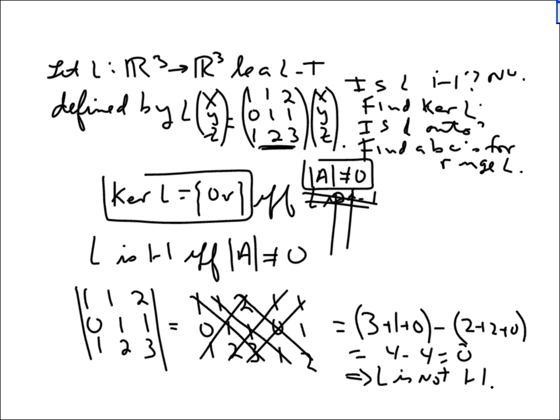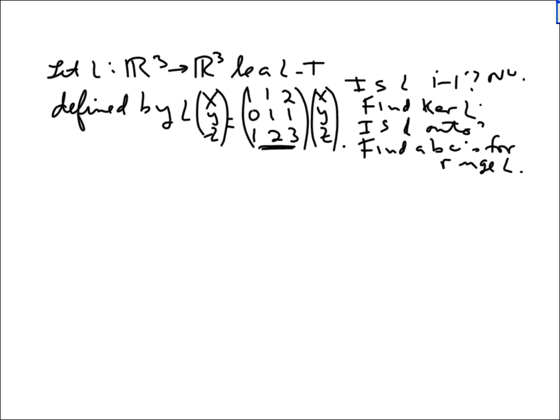The determinant of A is zero. That is, the kernel of L is more than the zero vector. You have to go, oh shucks. That means I have work to do. The kernel of L is more than the zero vector. In this case, we have a little work to do.